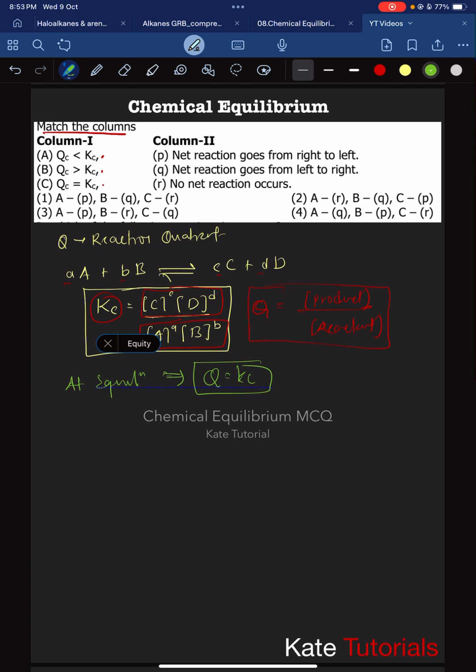So there is an option where Q is equal to Kc, that is only when the reaction is at equilibrium, meaning no net reaction occurs. So C should be R. What about A and B?